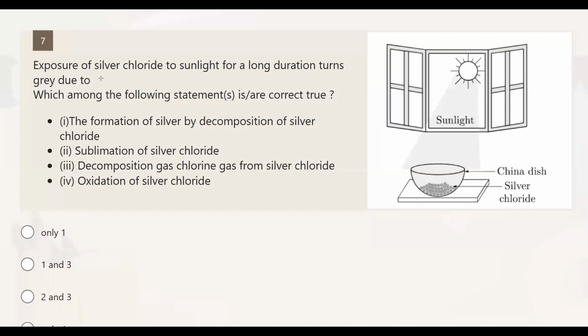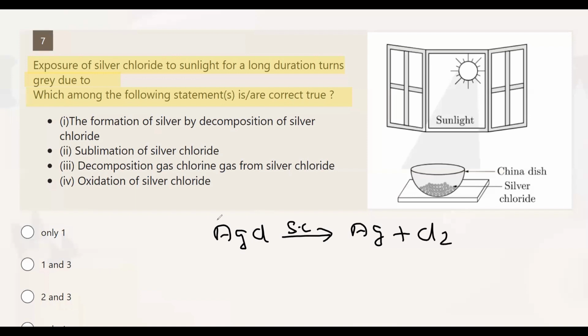The next question from the chapter Chemical Reactions and Equations says, exposure of silver chloride to sunlight for a long duration turns gray, and we have to select which of the following are correct. So what we have studied is that silver chloride is AgCl. Is it Cl2? No, it's Ag. So on exposure to sunlight, it will split into Ag plus Cl2. You may balance it, but as of now, the reaction is not important.